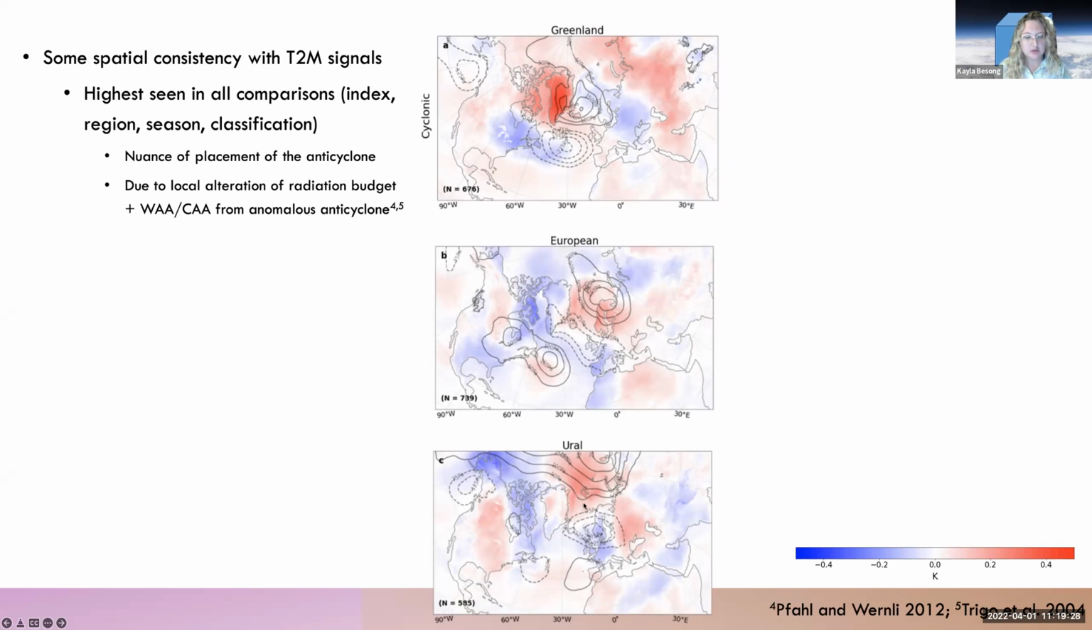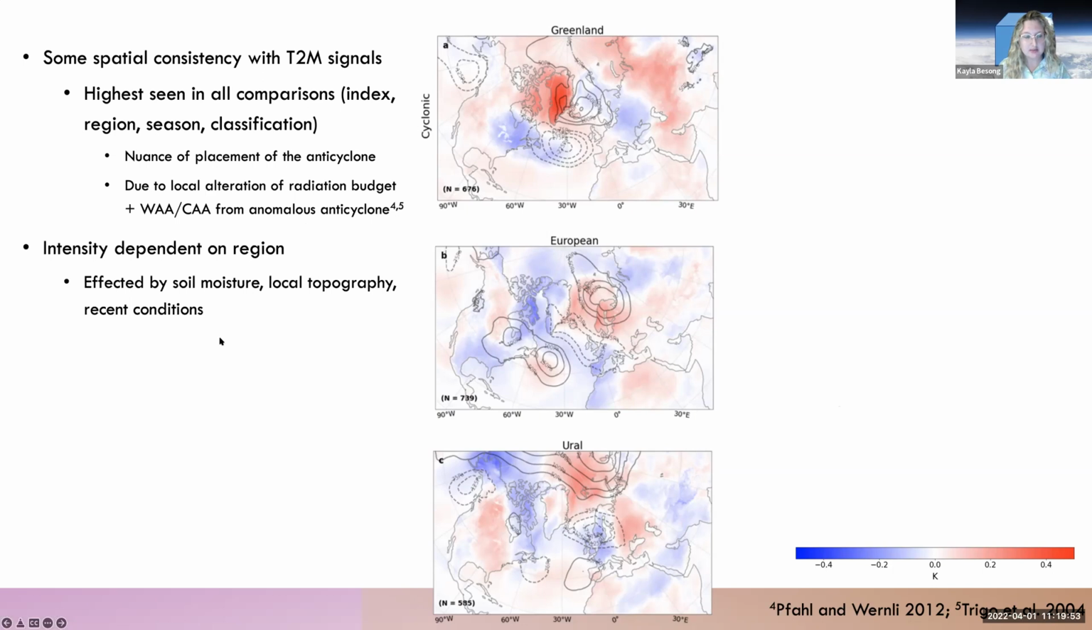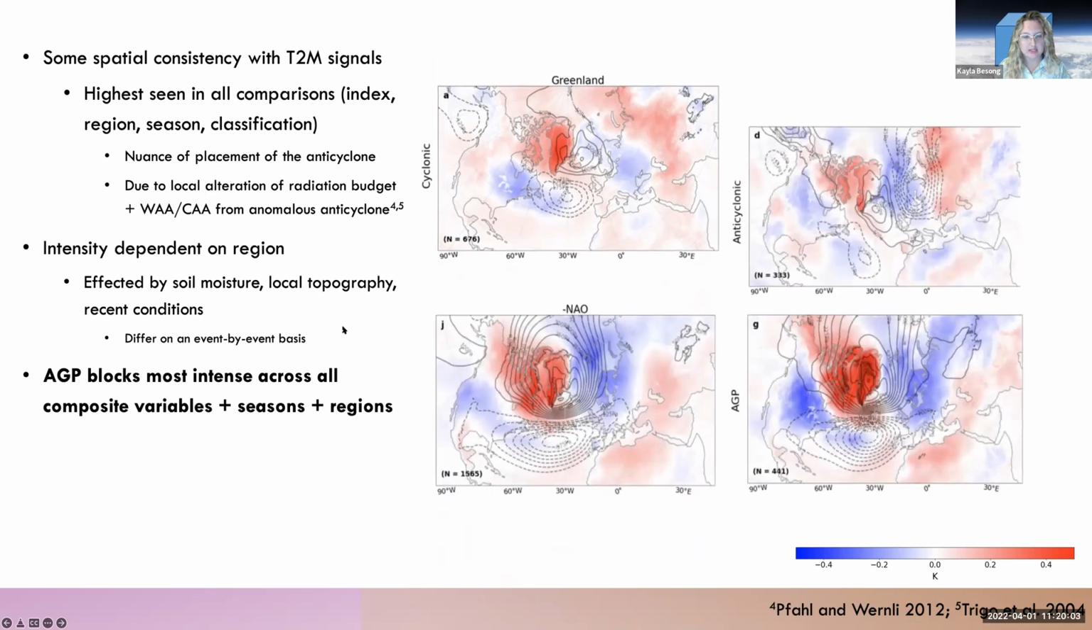The reason that this is true is that locally, blocking dynamics do alter the local radiation budget and also cause warm and cold air advection due to the cyclone. But again, this depends on where the anticyclone is placed, right? And so the intensity is really dependent upon the region. This can be affected by multiple different things, such as albedo, soil moisture, local topography, etc., and does differ on an event by event basis.